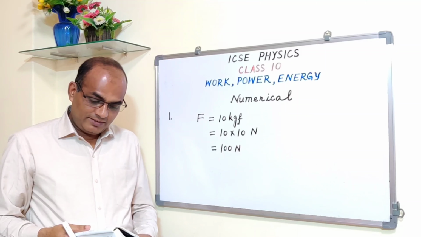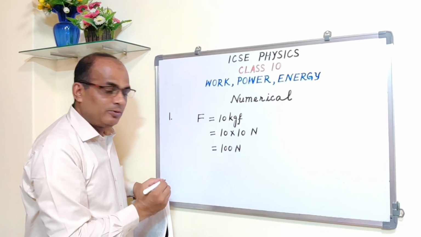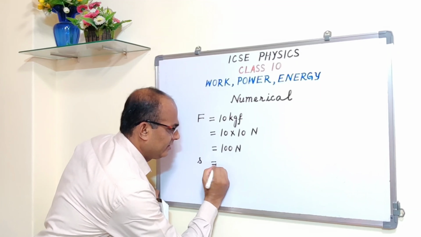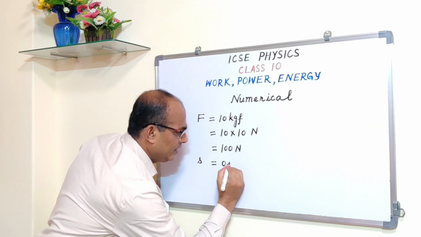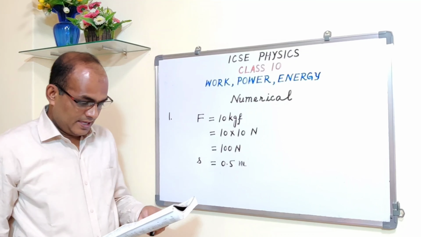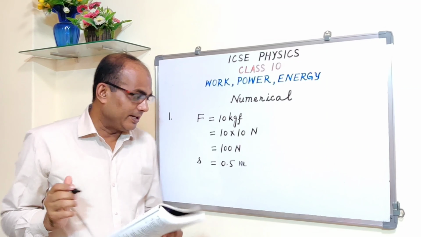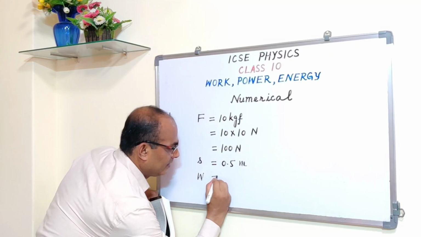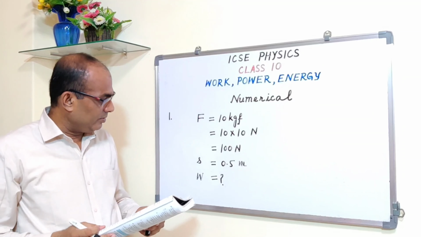Okay, and the displacement is 0.5 meter. Displacement, small s or small d? So S is equal to, I am taking S, you can take D also. S is equal to 0.5 meters. Calculate the work done by the force. W is equal to question mark. We want to find out this work done.